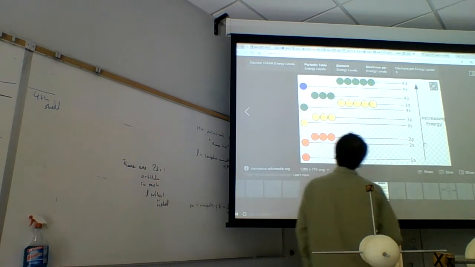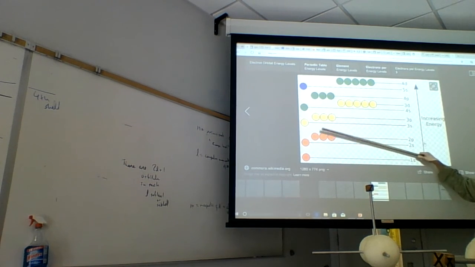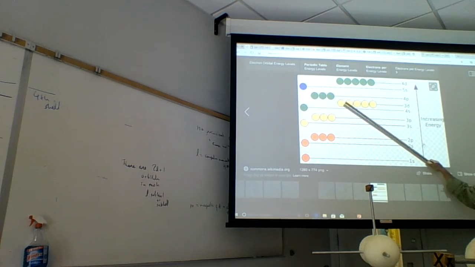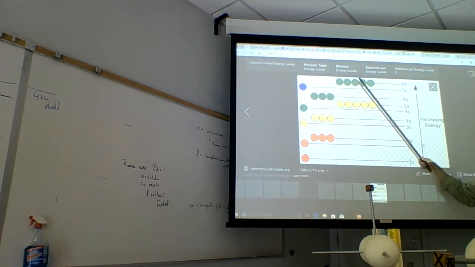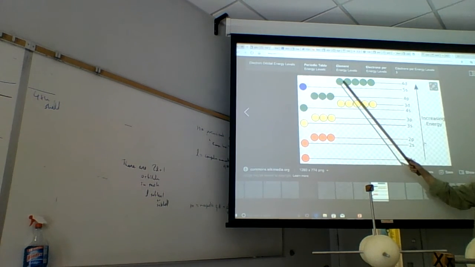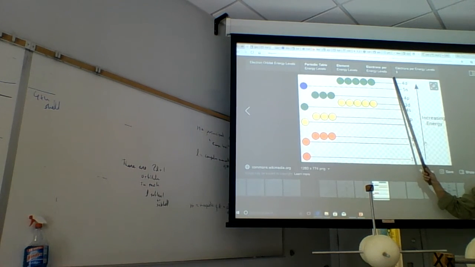Actually, this one looks pretty good because the first shell is the 1s, the second shell is the 2s and the 2p, third shell 3s, 3p, fourth shell is going to be the 4s, 3d, 4p. And then this breaks into the fifth shell, but it doesn't show the entire fifth shell. The fifth shell is going to be 5s, 4d, etc.